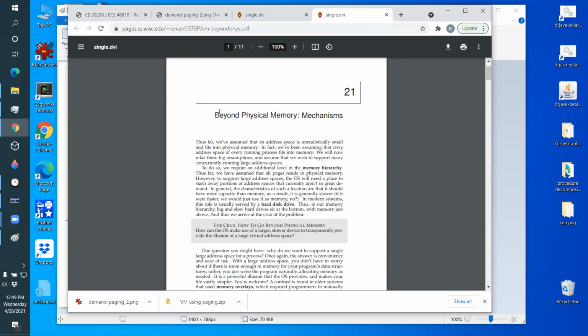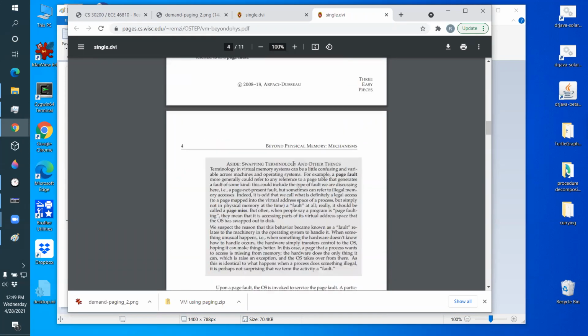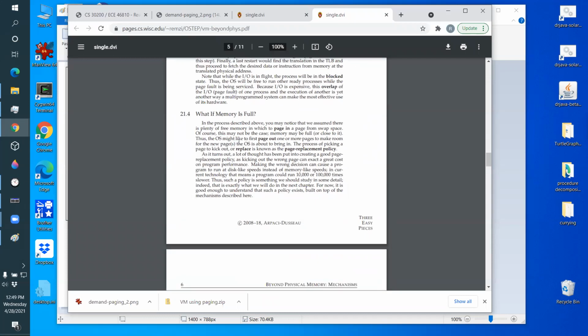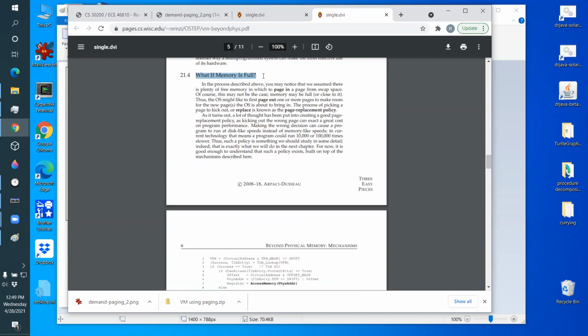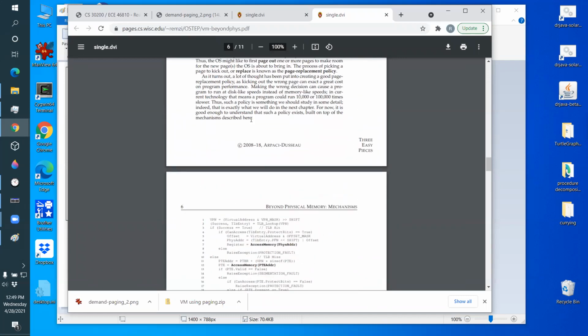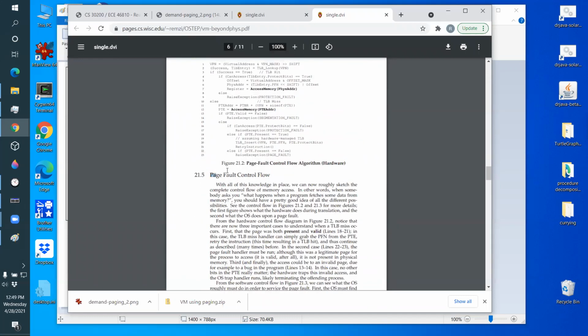See, beyond physical memory, if you're going to use the hard drive as a substitute for physical memory, you need to know how to do it. So he doesn't draw that many pictures in here, but he talks about the page fault and what if memory's full? See, that's what we just did. Then you need a page replacement policy, which is actually in the next chapter, but he talks about what you do when a page is full. Here he talks about the page fault control flow. Those are the steps we just went through.